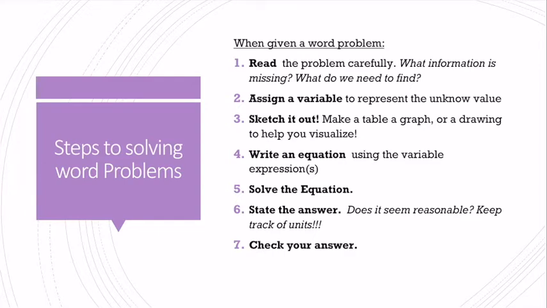So what should I do when I'm reading a word problem? The first thing I really need you to do is read that word problem carefully. What information is missing? What does the problem want you to find? Next, you have to assign a variable, just one variable, okay? And that needs to represent the unknown value. The next step is to sketch it out. Sometimes it's really helpful to make a table. Sometimes it's helpful to draw a picture. I'm always down to draw a picture.